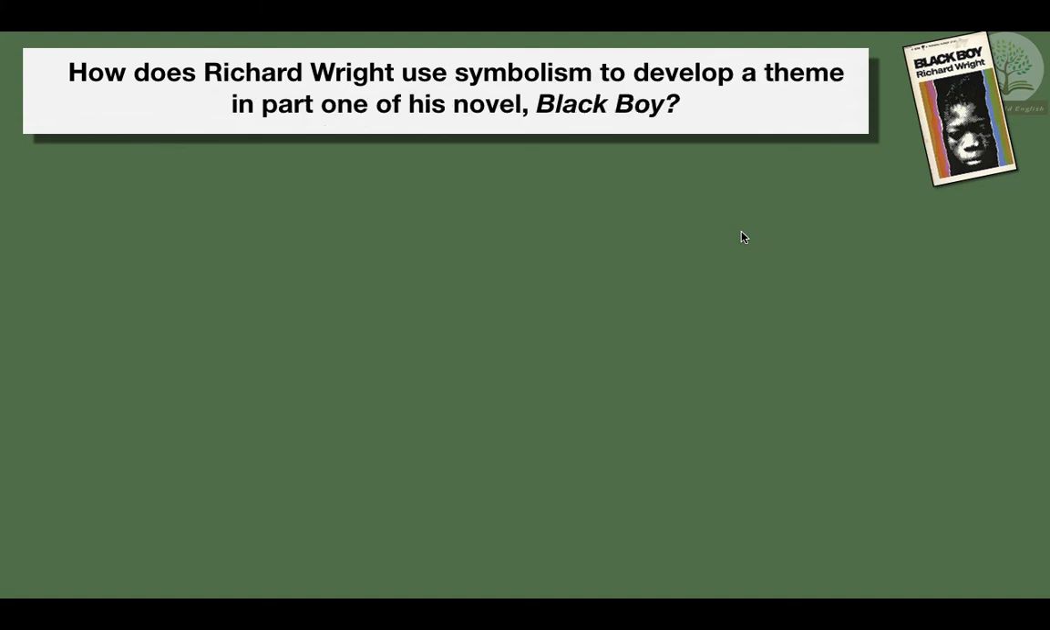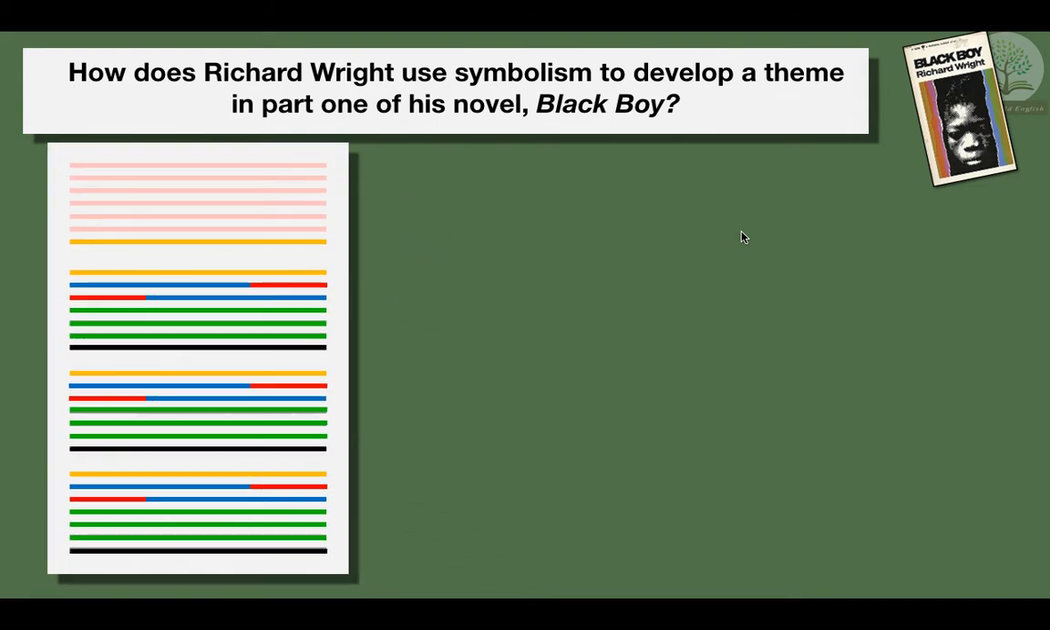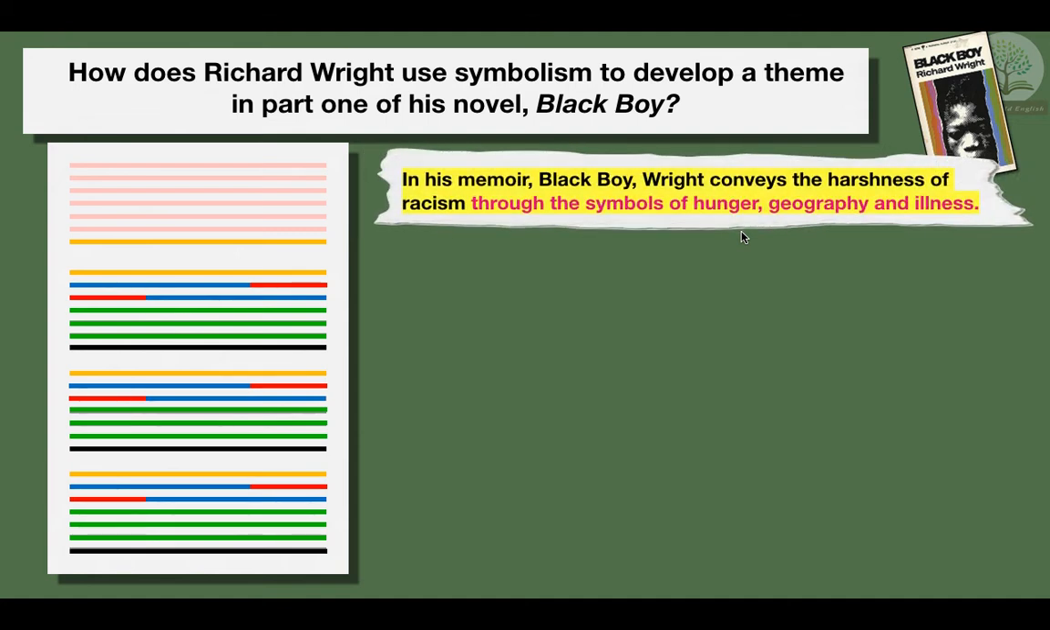Once more, we are asked to write the same essay with a prompt. How does Richard Wright use symbolism to develop a theme in part 1 of his novel, Black Boy? Let's suppose that we've written an incredible essay that has a strong introduction. The thesis statement: in his memoir, Black Boy, Wright conveys the harshness of racism through the symbols of hunger, geography, and illness. This is supported by the subclaims.